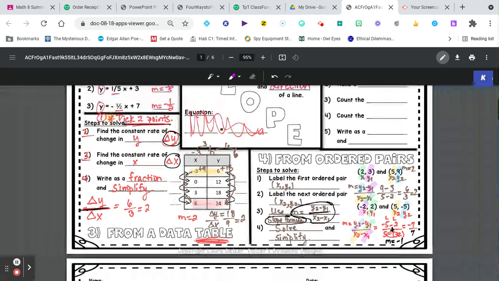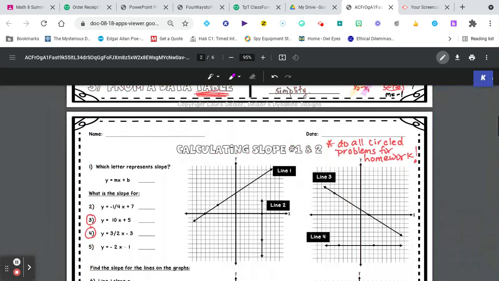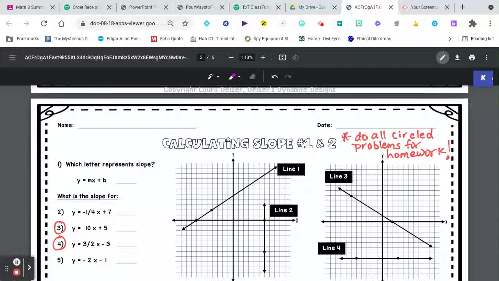And we're going to practice a few, and then I'm going to let you work on your homework. And notice it says do all circle problems for homework, guys. So anything that's circle, I definitely won't do because you have to do it for homework.